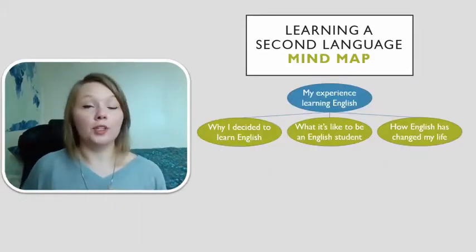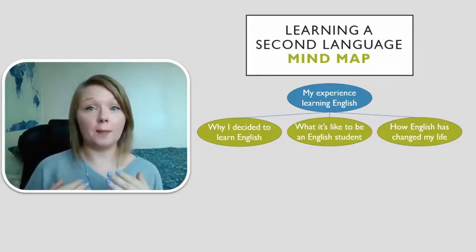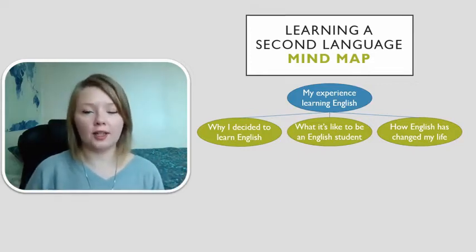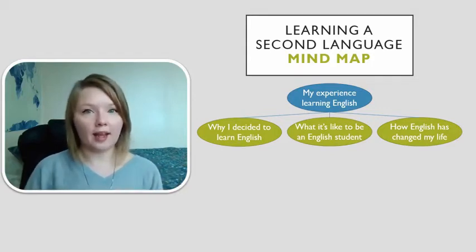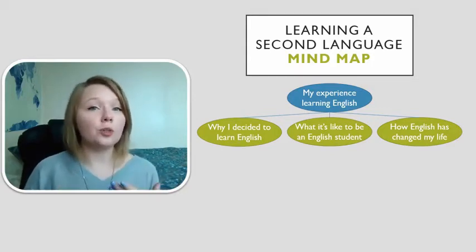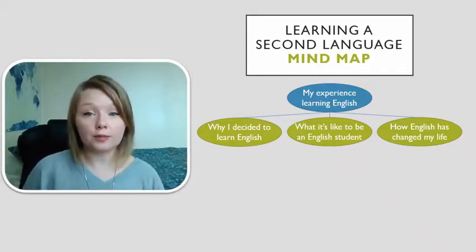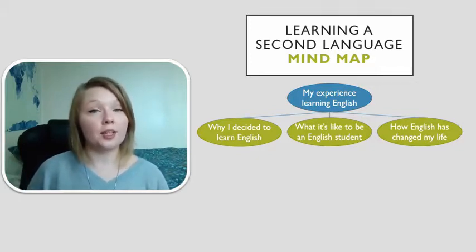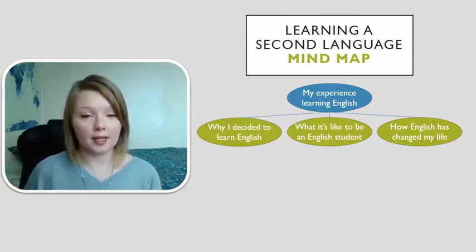Now that I've determined what topics I want to talk about, it's time to make a mind map. Here I have my main topic, the topic of my presentation, at the top: my experience learning English. Below that, I have my 3 subtopics that I chose from making that brainstorming list. Why I decided to learn English, what it's like to be an English student, and how English has changed my life. Next, I'm going to add details to each topic to help me organize and write my body.